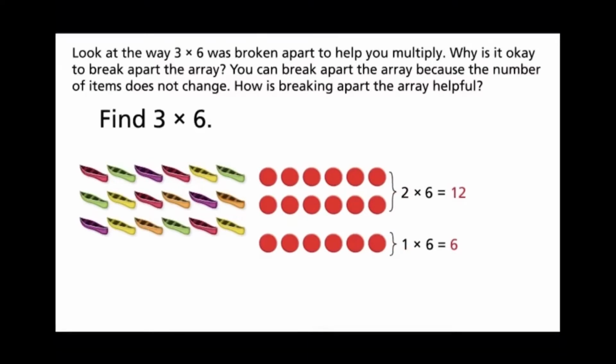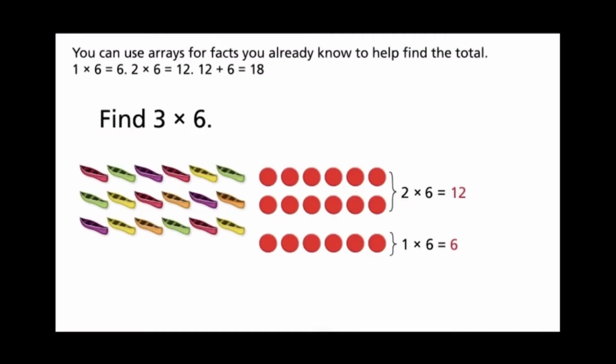Why is it okay to break apart the array? You can break apart the array because the number of items does not change. How is breaking apart the array helpful? You can use arrays for facts you already know to help find the total. 1 times 6 equals 6. 2 times 6 equals 12. 12 plus 6 equals 18.